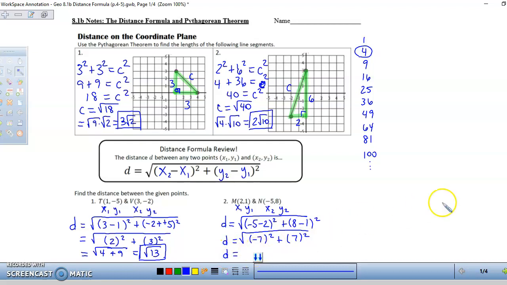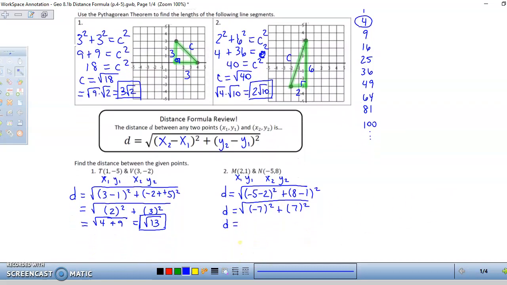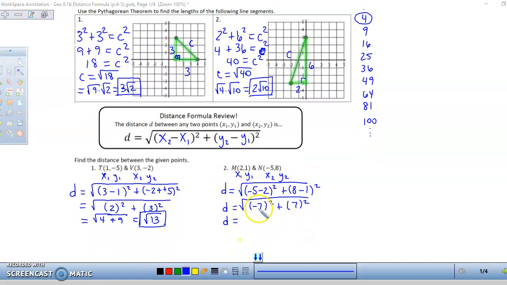Okay, now we're going to simplify the squareds. So be careful here. Negative 7 squared is actually negative 7 times a negative 7. That is positive 49. So just be really careful about that. But you get a positive 49 plus, again, a positive 49, which is the square root of 98.